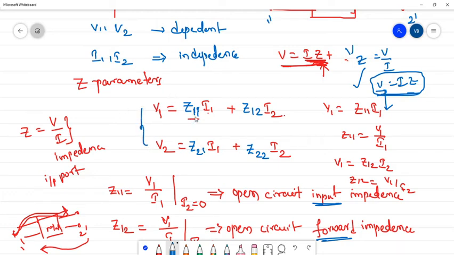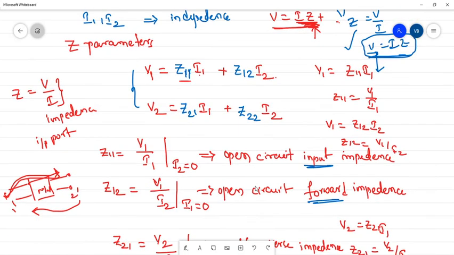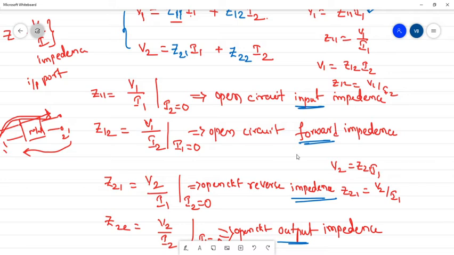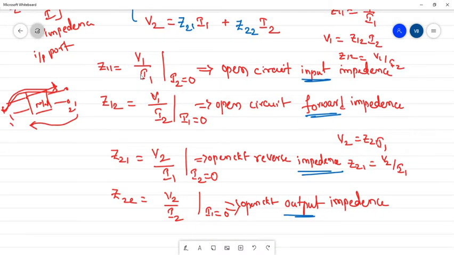In order to calculate Z11, Z12, Z21, Z22, we make the remaining parameter 0. Z11 is called the open circuit input impedance, because that is V1 by I1. To get Z11, I2 should become 0. Z12 is V1 by I2 when I1 is equal to 0. This is called open circuit forward impedance.